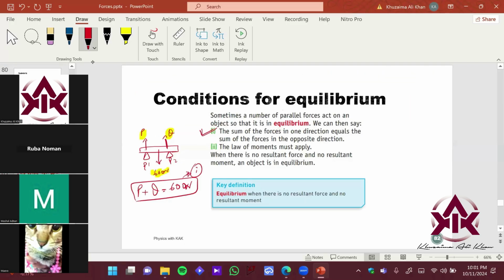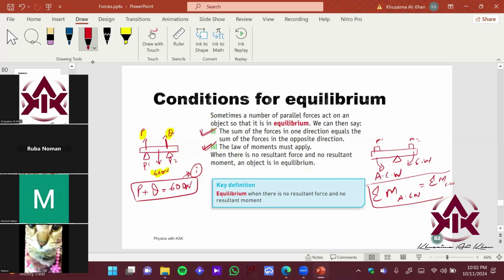Okay, so then the law of moments must apply. That is, imagine if you have a pivot over here, and you have, let's say, something of mass 1 over here, and you have a set of moments over here. This is producing an anti-clockwise moment, okay, and this is producing a clockwise moment, right? So the sum of anti-clockwise moments should be equal to the sum of clockwise moments. Okay, that means they should be equal. So if you subtract the anti-clockwise moment from the clockwise moments, you should get 0.